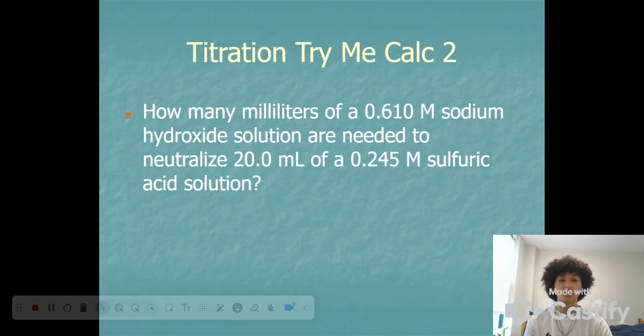The key thing here is to always write out the balanced equation first and identify the mole ratio. For polyprotic acids like H2SO4, the ratio is not 1:1. That's the AP trap.